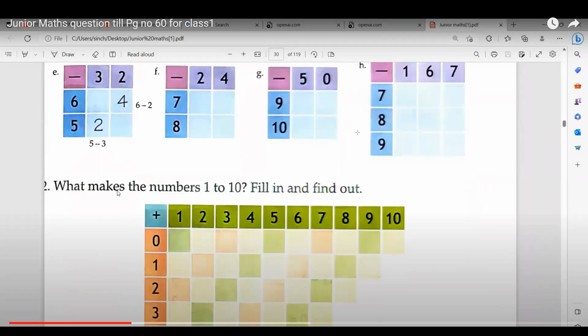9 minus 7. Why 9 minus 7, beta? In this block, which numbers are you going to subtract? 7 minus 7. No, wait, let me draw the block. In this block, which numbers are you going to subtract? 7 minus 1. Very good. So what is the answer? 7 minus 1, how much is the answer? 6. Very good. Now tell me this one.